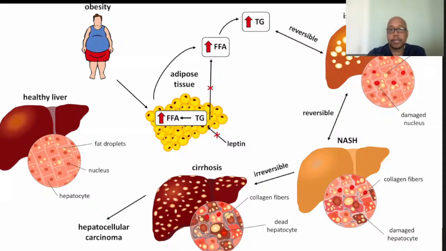You have the increased presence of fat in the liver, and then that progresses down to NASH, and you see the arrow back and forth, even at NASH, which is the non-alcoholic steatohepatitis stage. It's still reversible. But once you progress on to the cirrhosis stage, now you've reached the point of no return, and that's at the bottom of the schematic.